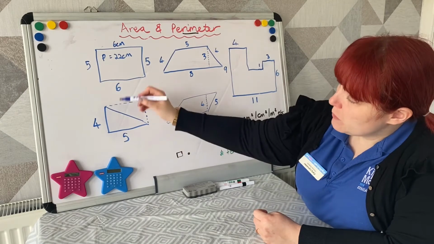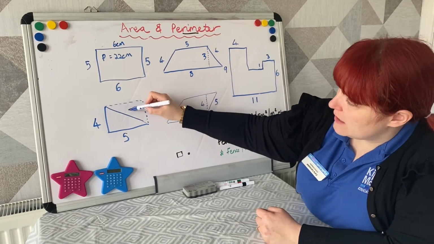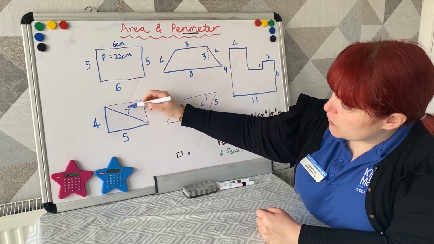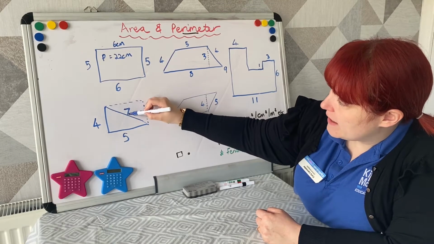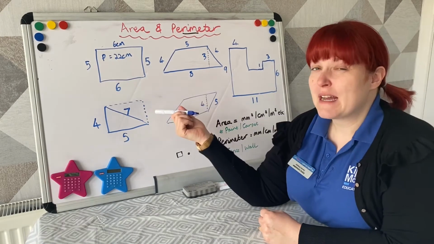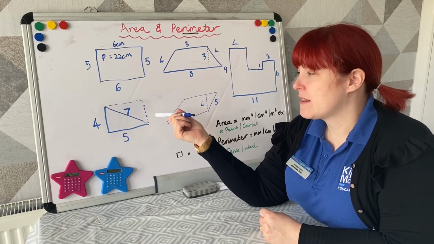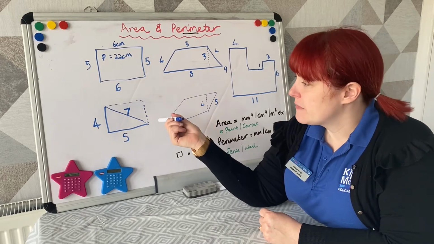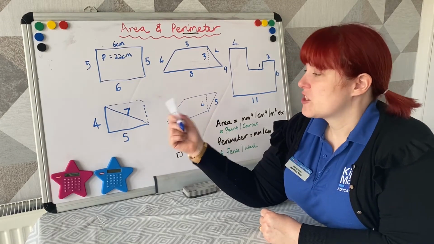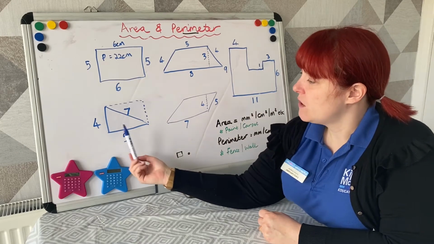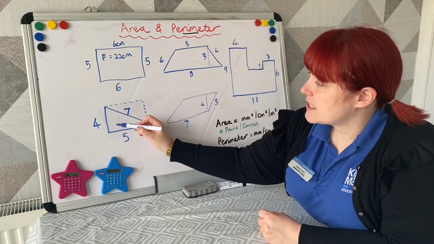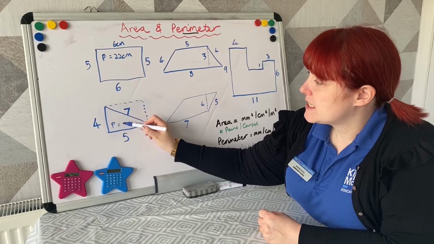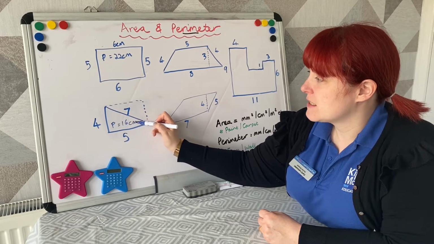Now, we would need all of the measurements. So for today, we'll pop that measurement on there. When it gets harder for children, they might be expected to calculate that using Pythagoras, but we'll leave that for today. So for that one, again, we just add up the measurements around the outside. 4 add 5 is 9, add 7 is 16. So our perimeter is 16, and I'm going to stick with centimetres.